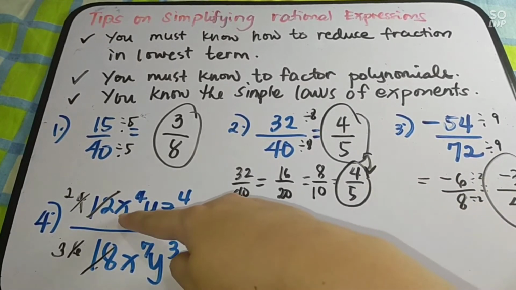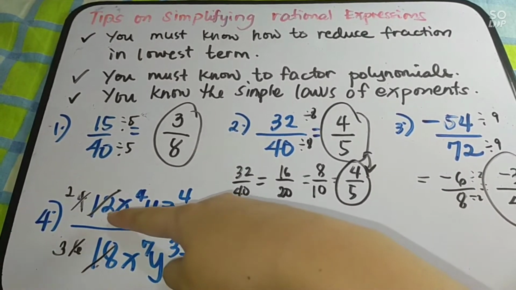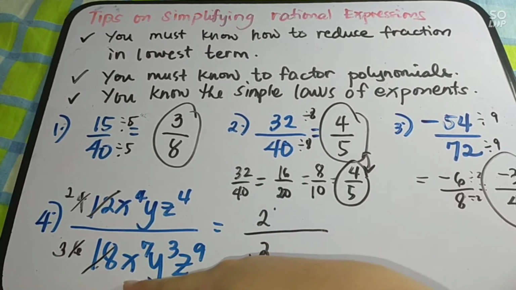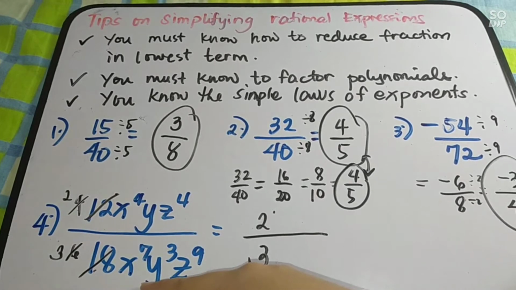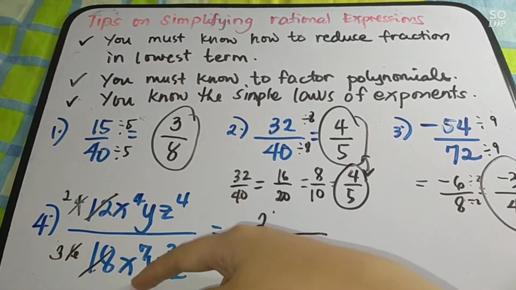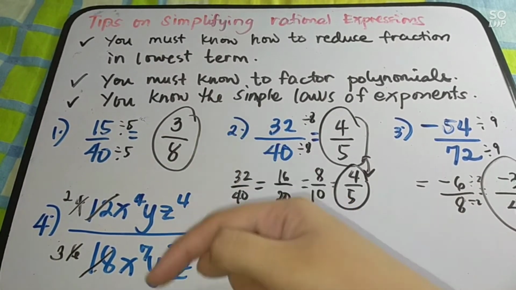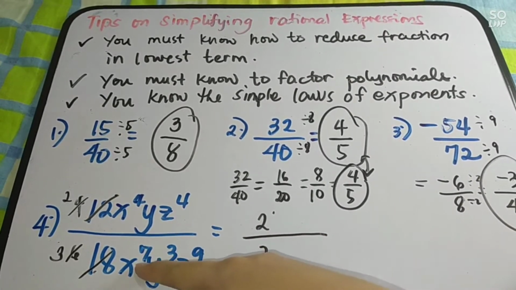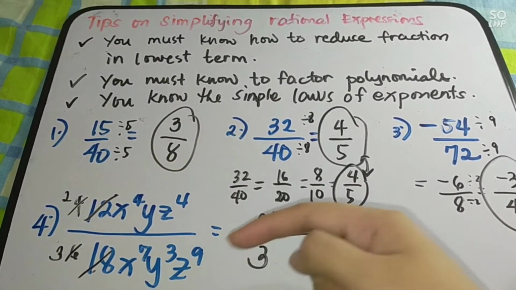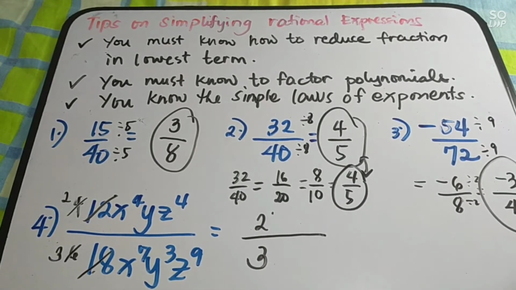So, we have here, next tayo, variable tayo. X raised to 4 over x raised to 7. Sabi ko dun sa last time na video natin, we are going to subtract the exponents, copy the variable. Kung saan mas malaki yung inyong exponent, doon natin ilalagay ang ating variable or yung sagot natin.